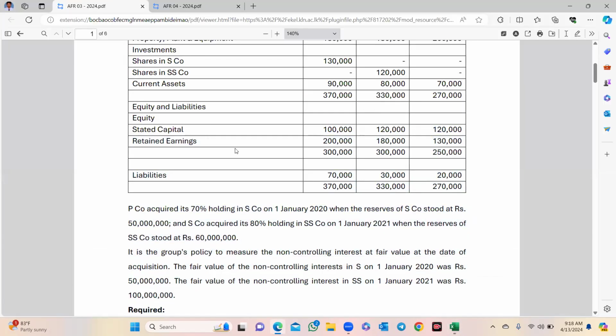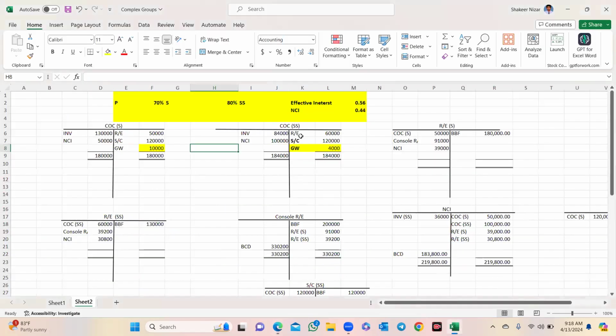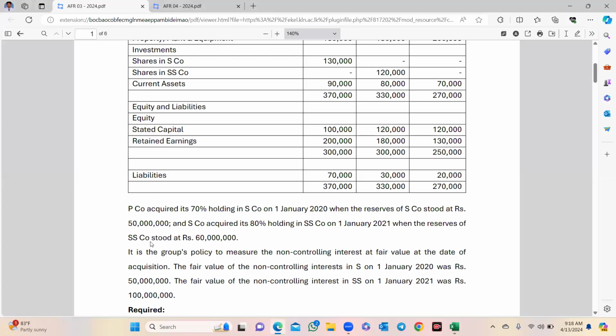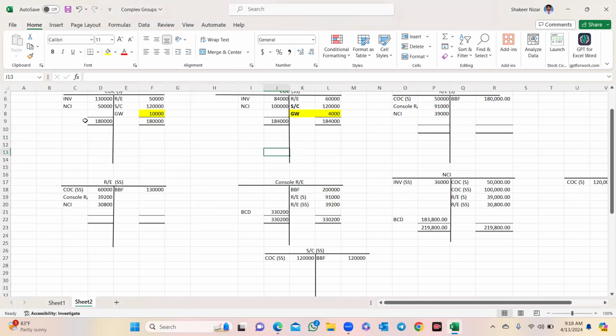Similar way you can do this for the SS as well, 60,000. So the retained earnings is debited by 60,000 in the SS retained earnings, and the cost of control account credited by 60,000. As the stated capital is also similar, stated capital debit by 120,000 and cost of control credit by 120,000. After that, necessarily recognize the NCI. NCI at subsidiary is 50,000. In cost of control account debit, and NCI account is credit.